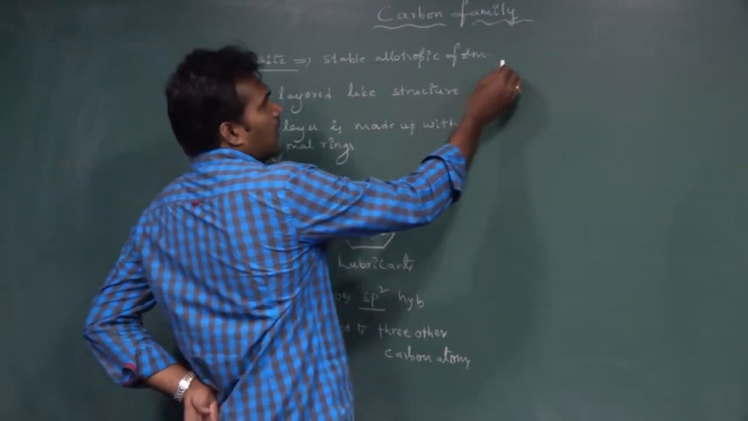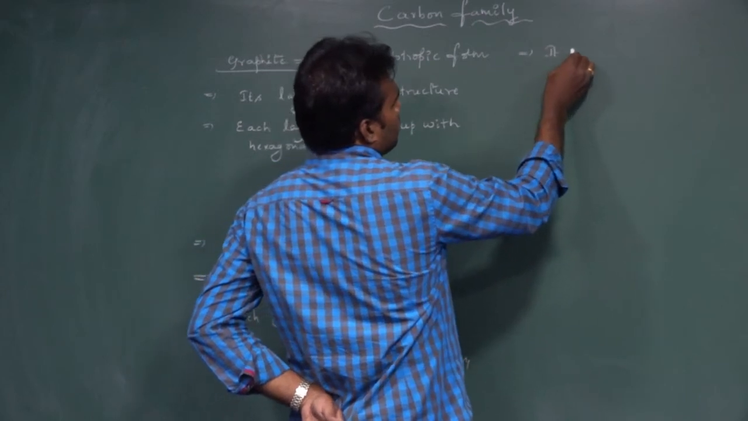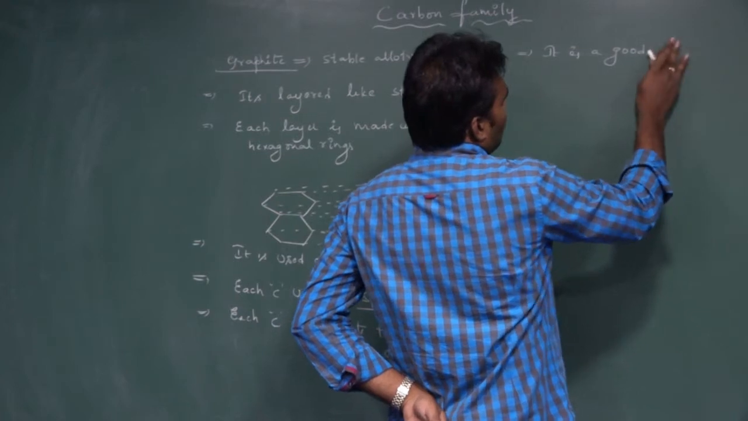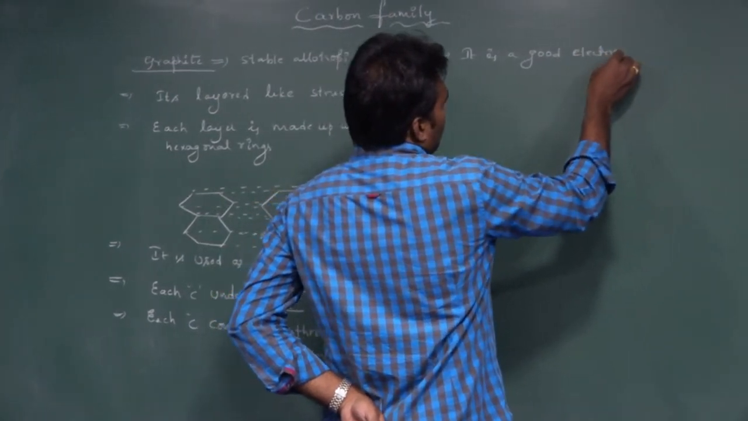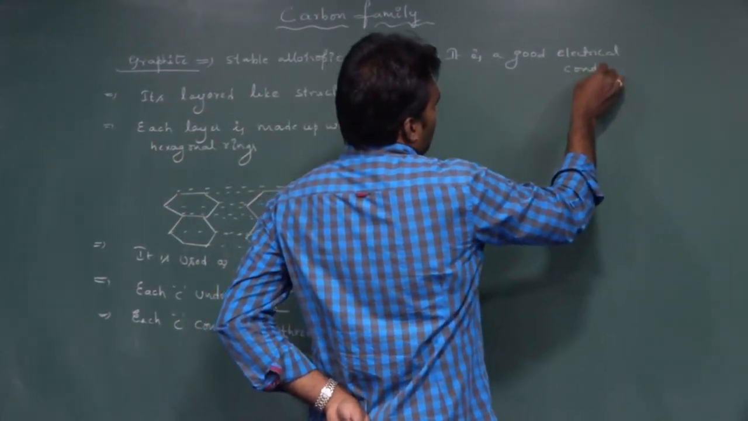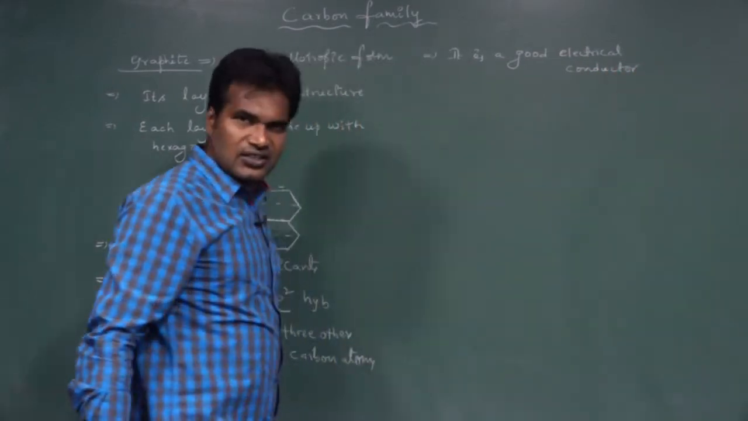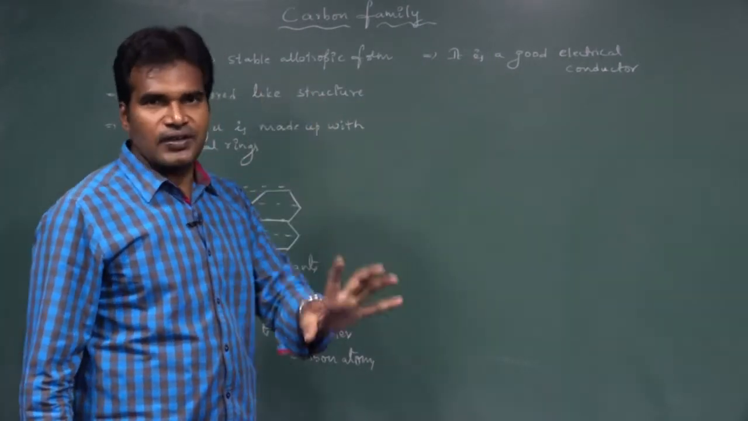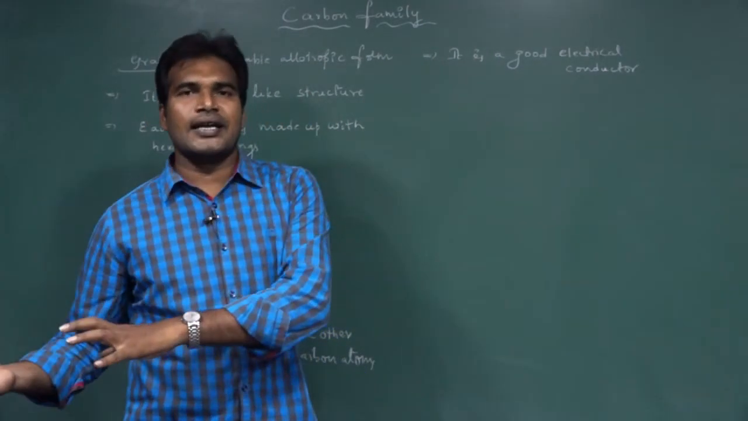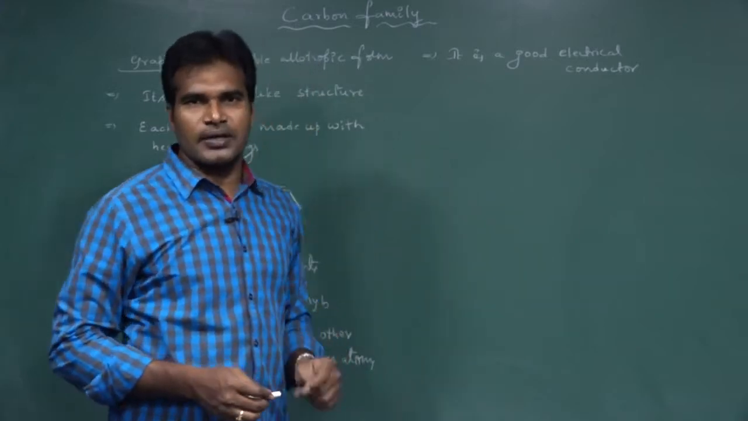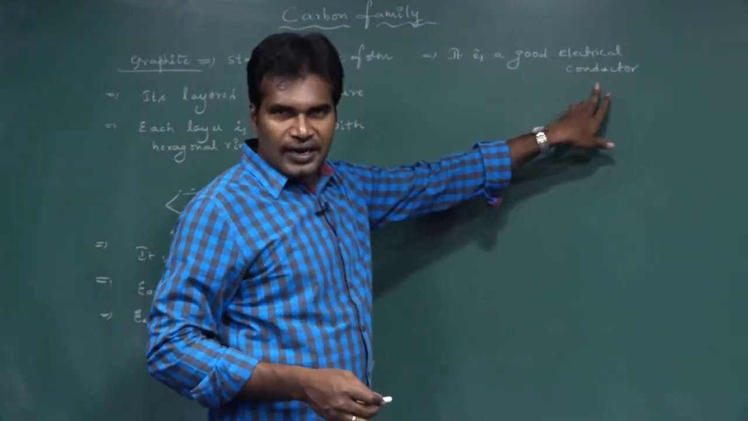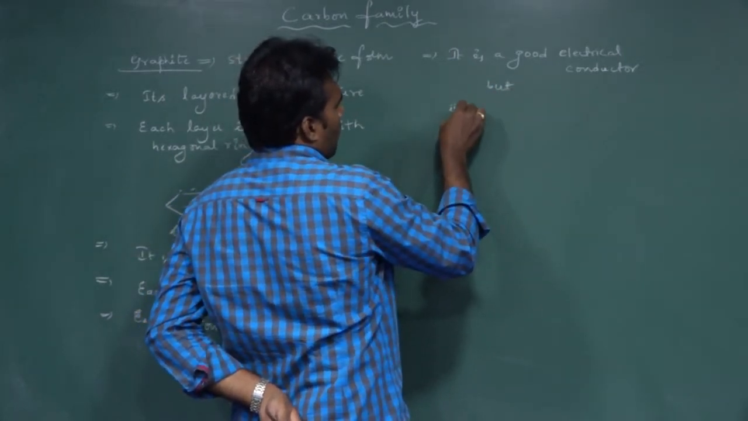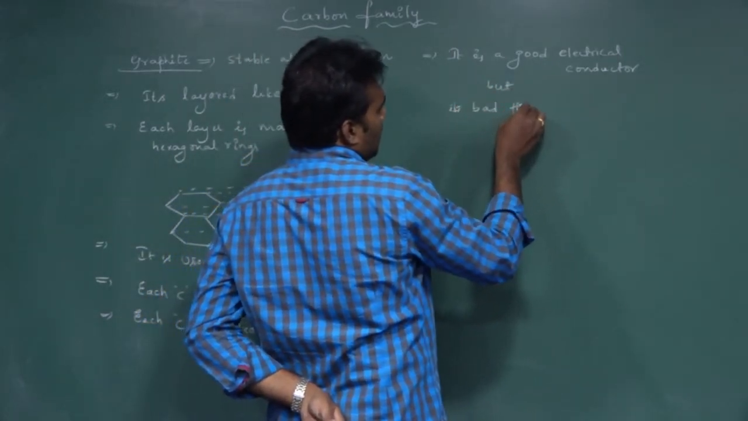That is why graphite is a good electrical conductor. What is the reason? Because every carbon has 1 free electron, and those free electrons are responsible for the conduction of electricity from one place to another place. That is why it's a good electrical conductor, but it's a bad thermal conductor.